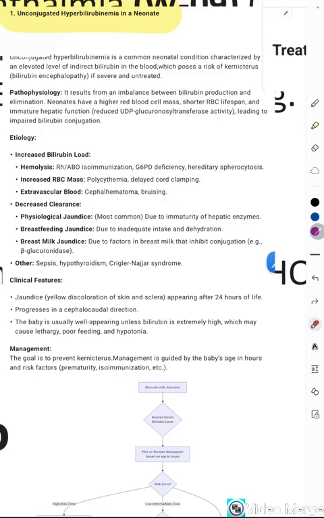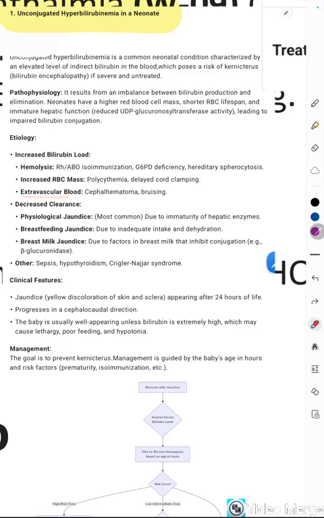If it's a case of isoimmunization, that is erythroblastosis fetalis, Rh isoimmunization, or ABO isoimmunization, it presents early. ABO presents as mild to moderate jaundice, while Rh isoimmunization presents as severe jaundice with features of hydrops fetalis. Then enzyme deficiencies like G6PD deficiency or pyruvate kinase deficiency. Then membrane defects like hereditary spherocytosis. Increased RBC mass, that is polycythemia, is seen in postterm pregnancy and delayed cord clamping.